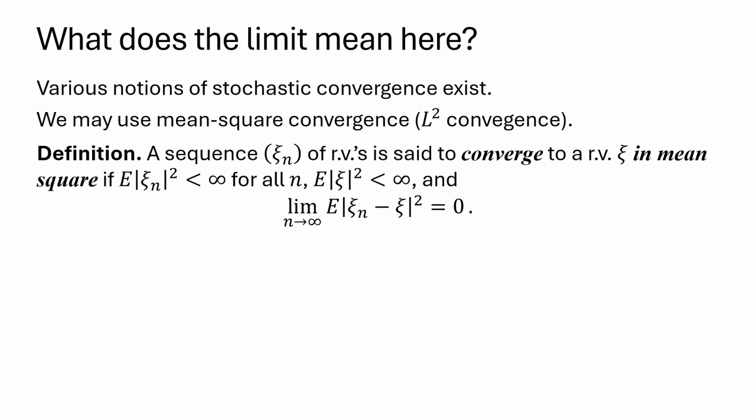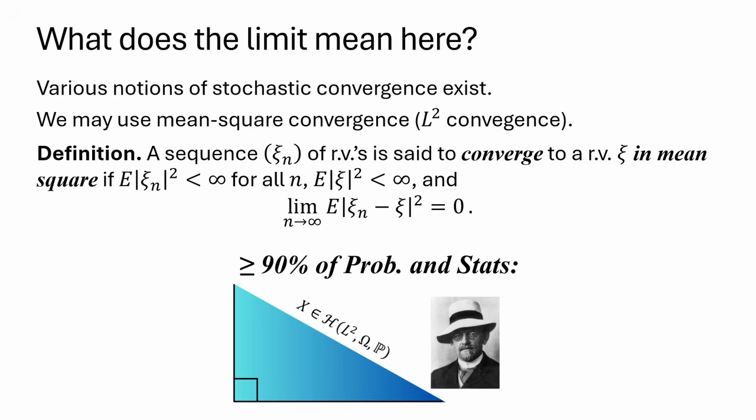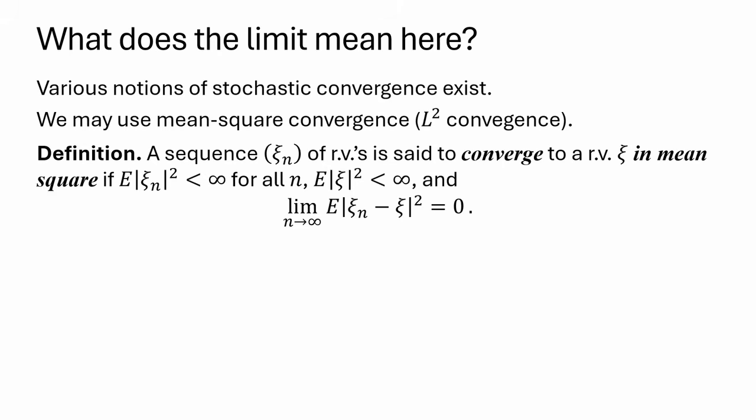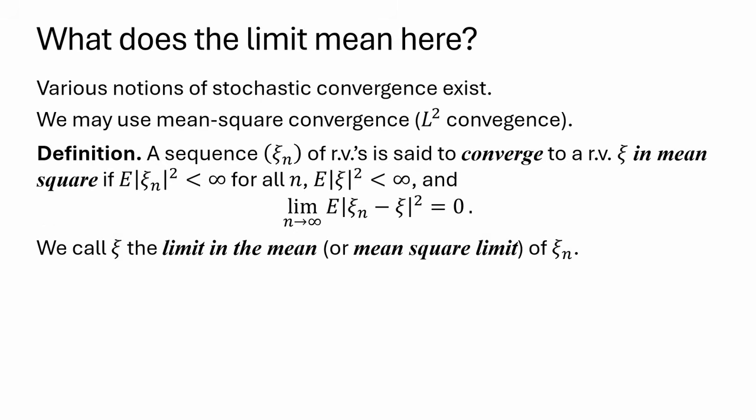So here, because we're talking about the limit of an expectation, this is just the limit of a sequence of real numbers, which we all understand from basic calculus. Borrowing the language of the L2 geometry, this is in fact a distance function. It says that the L2 distance between the sequence x_n and xi tends to 0. And we call xi the limit in the mean, or the mean square limit of x_n.